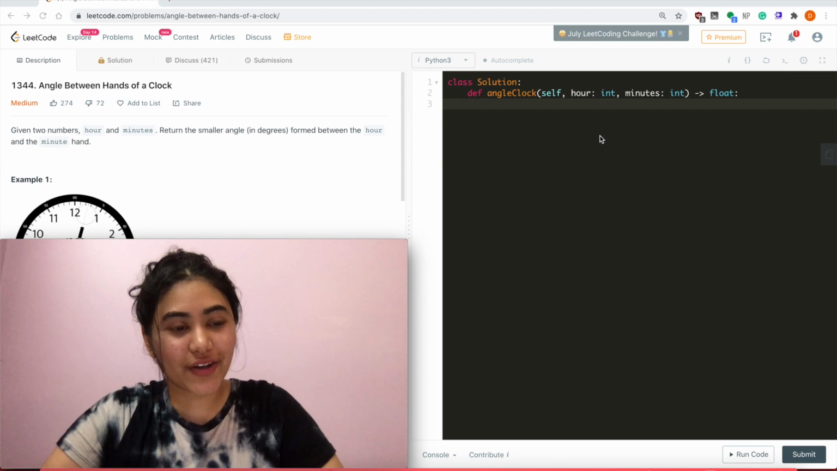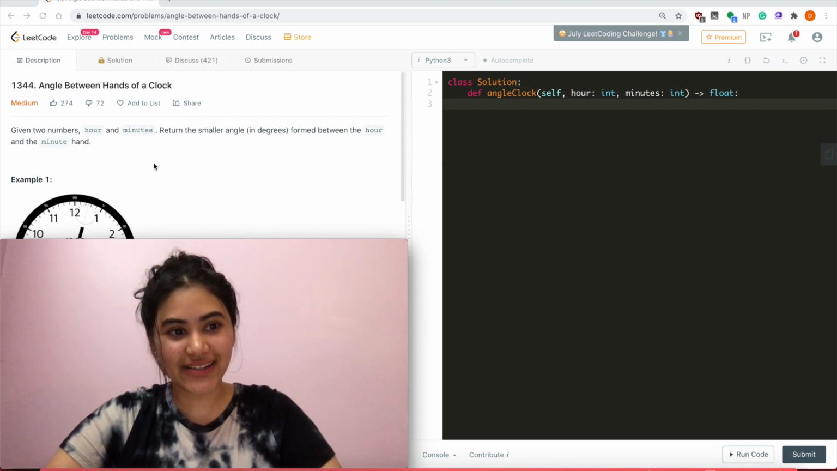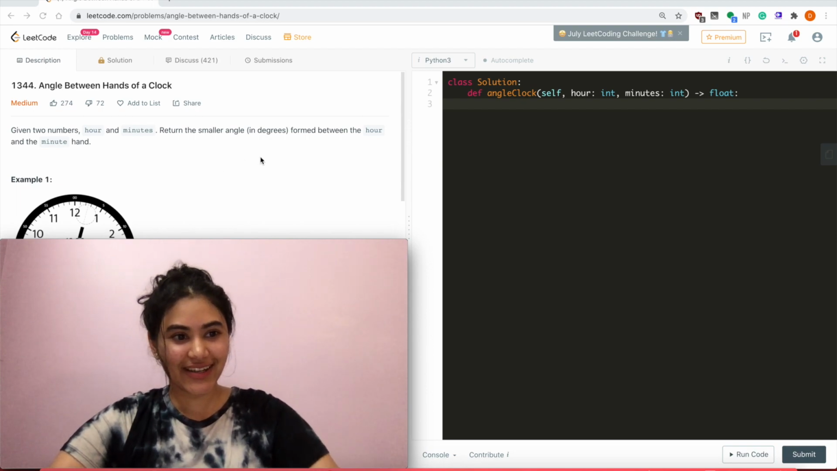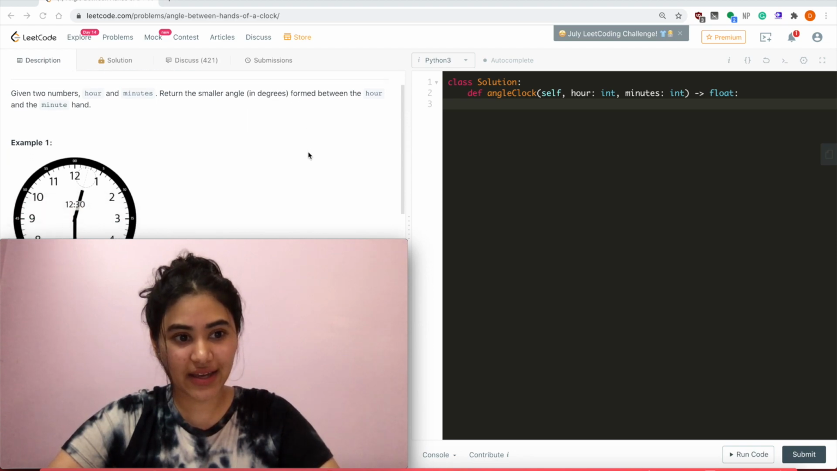Hello and welcome. Today we're doing a question from LeetCode called Angle Between Hands of a Clock. It's a medium. Let's get started. Given two numbers, hour and minutes, return the smaller angle in degrees formed between the hour and the minute hand.